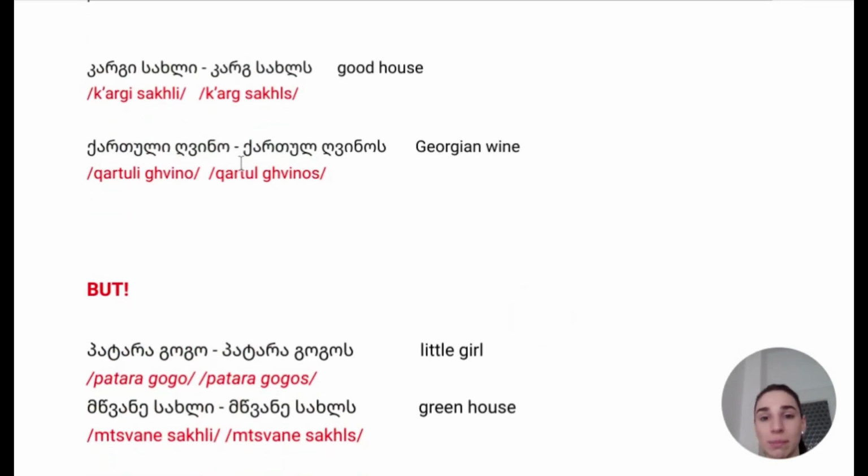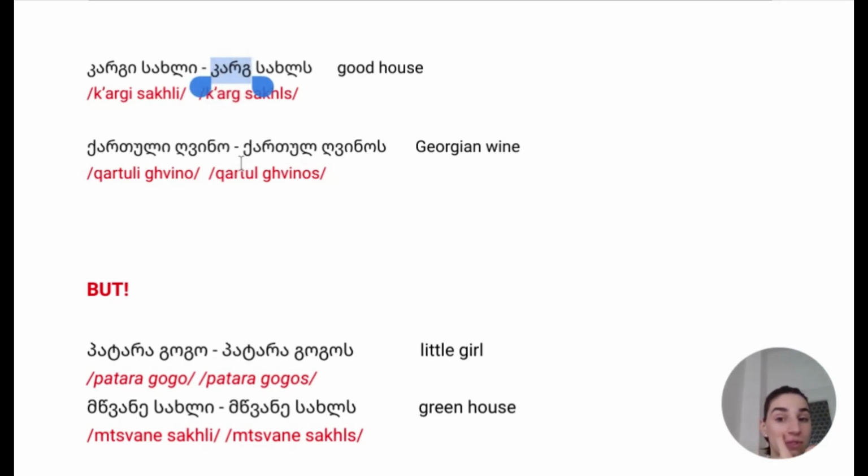Kargi sahli is a good house. But if you want to put it in dative case, you have to say karg sahlos. Sahli is lost, dropped. We added s, and kargi, as you see, is not kargi anymore, but karg.